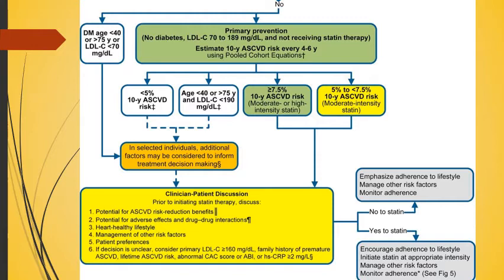Patients that tend to be in the lower risk category but still have some risk, this 5 to 7.5% ASCVD risk, are candidates for the moderate intensity statins. All the other groups you can see here, people that have a really low 10-year risk at less than 5, or they're younger, lower than 40 or greater than 75, and they have a lower than 190 LDL. These patients, you should just have a discussion with them.